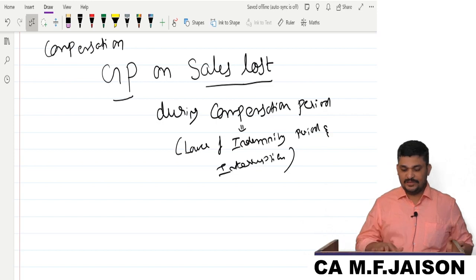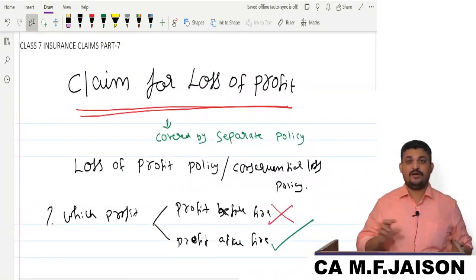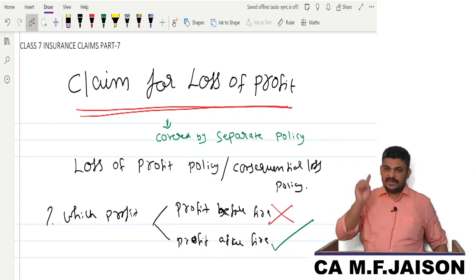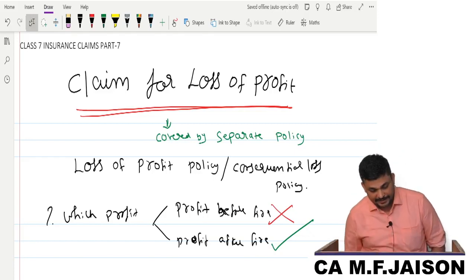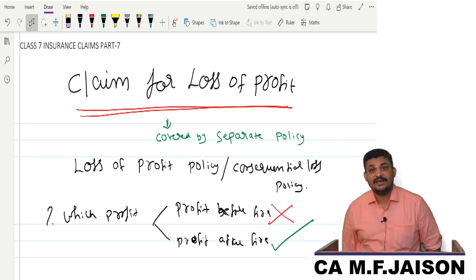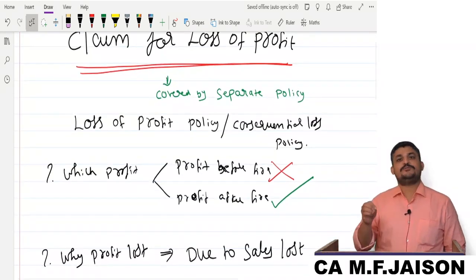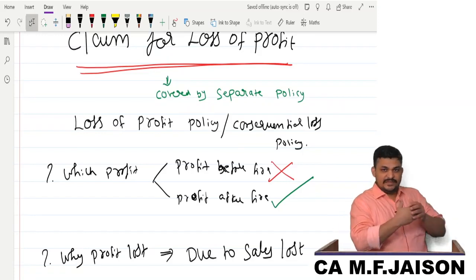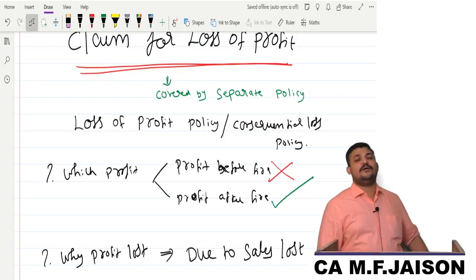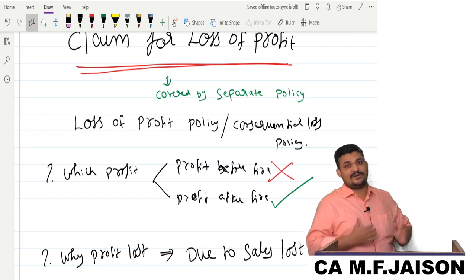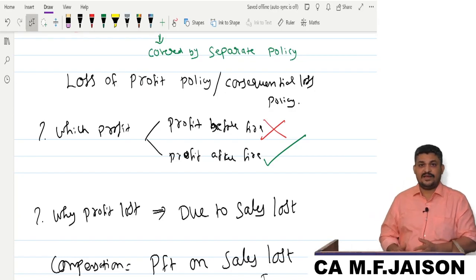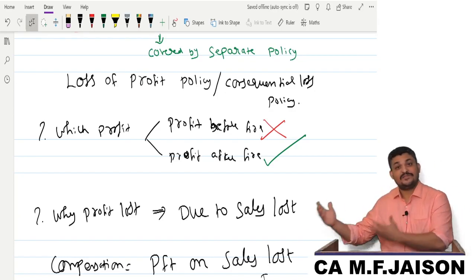Shall we proceed? Yes. So which topic are we learning? We are learning a topic called claim for loss of profit. For this, it is not the fire insurance policy that is taken. Under fire insurance, you should have taken a separate policy called loss of profit policy. It is also called the consequential loss policy. Now, under this policy, what will I be compensated? If you meet with a fire accident and because of the fire accident you lose profits, you will be compensated. So this is compensation for the profit lost. Now naturally the next question is, which profits, profit after fire or profit before fire? Naturally profit after the fire accident.